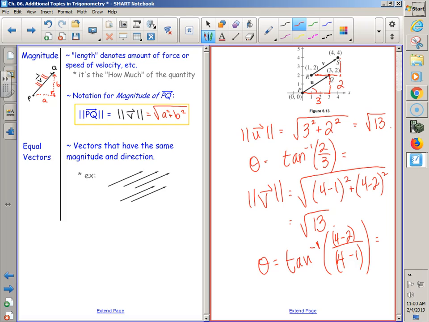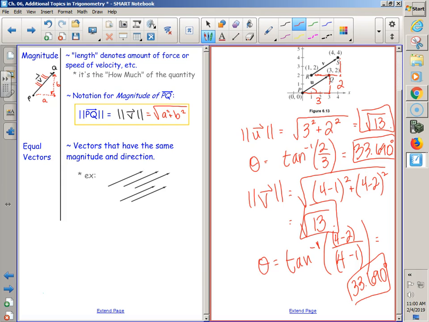But what did you guys get when you plugged in tangent inverse of 2/3? Thank you, Joe. This one would be the exact same. So here's the idea. Despicable Me. Was it right when it said that a vector has both direction and magnitude?